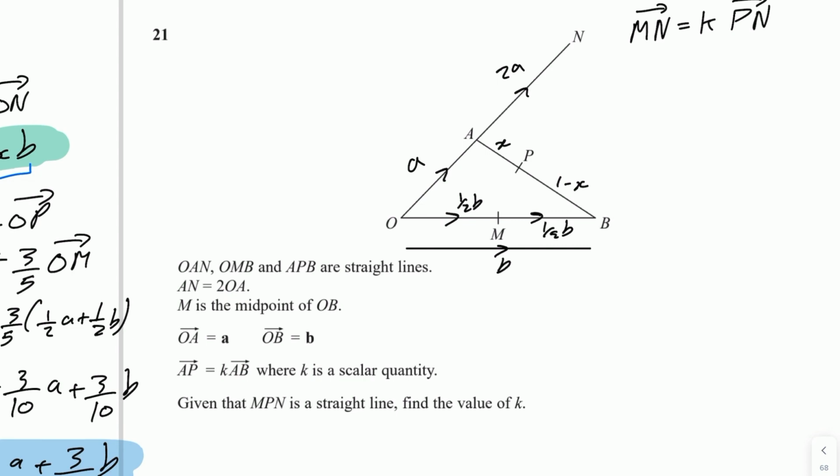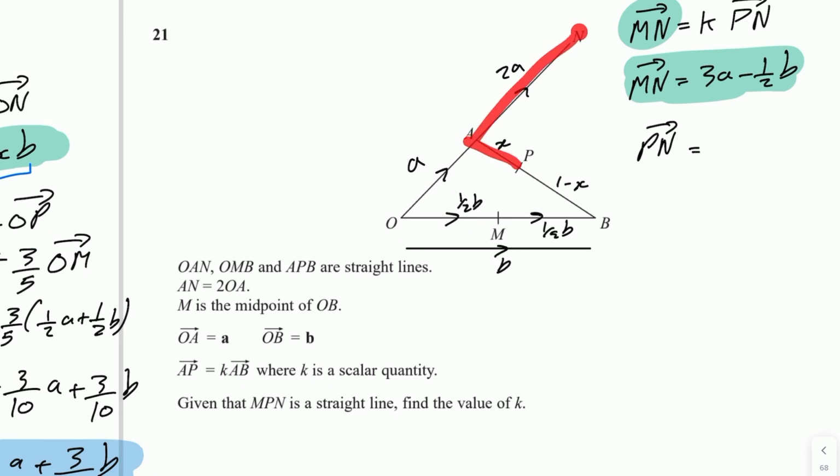So now I'm going to write out, well, what is M to N? I'm going to do this a little bit quick because I don't want the video to be too long. To go from M to N, we can just go up this way, which is, as you can see, 3a minus a half b. So that's that done straight away. Now what is P to N? Well, that is just going to be this and then this. So that is going to be some ratio of the full length AB plus 2a.